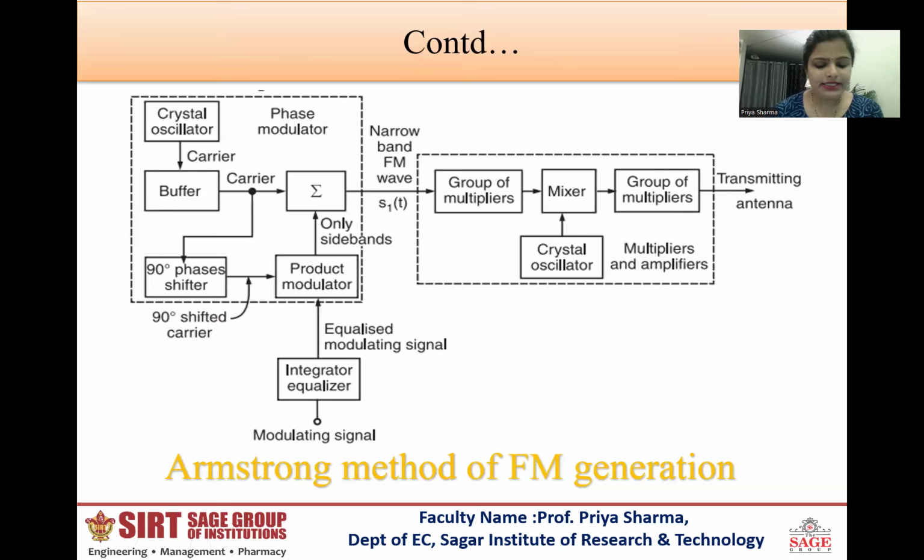In the second part, it is the implementation of the phase modulator. The crystal oscillator produces the stable unmodulated carrier, which is applied to the 90-degree phase shifter as well as the combining network through a buffer. The 90-degree phase shifter produces a 90-degree shifted carrier. It is applied to the balanced modulator along with the modulating signals. Thus, the carrier used for the modulating is 90-degree phase shifted with respect to the original carrier.